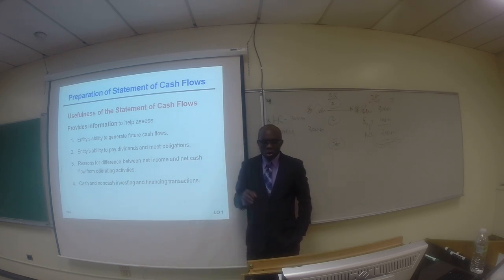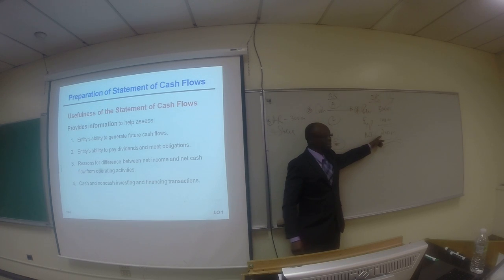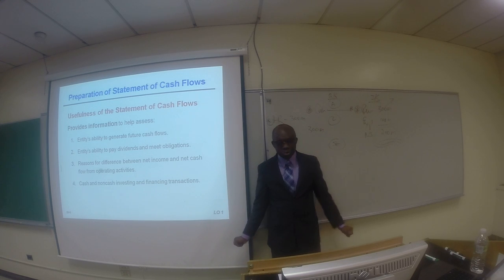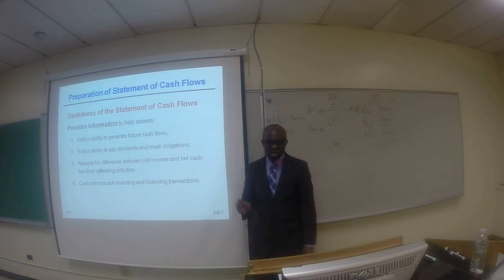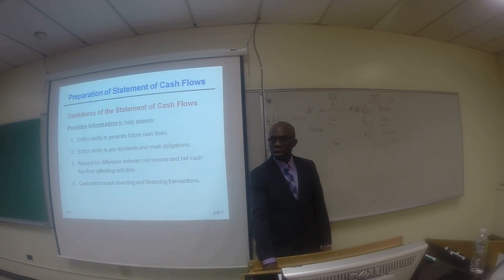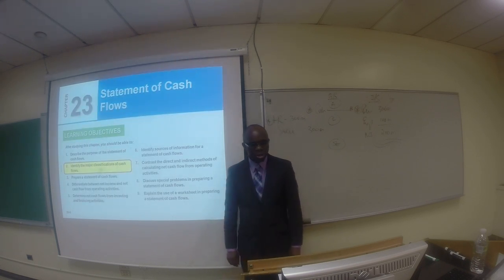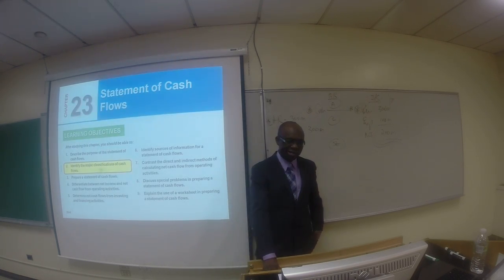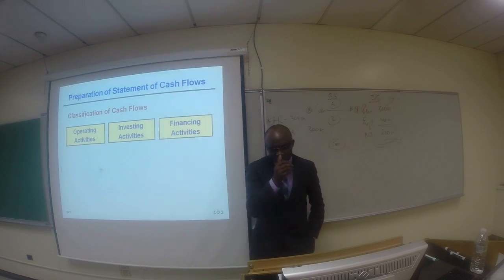Now, the statement of cash flow will also help you to determine, yes, net income is $200 million, but how much of it are you able to collect in cash? So the statement of cash flow is going to be able to help you do that. Number four, cash and non-cash investing and financing transactions are also discussed or reported in the statement of cash flows. So that is the first objective. Let's take a look at the second objective.